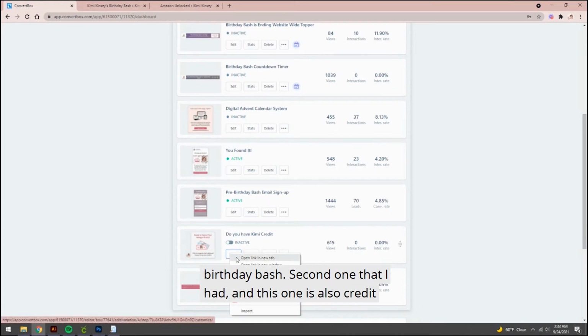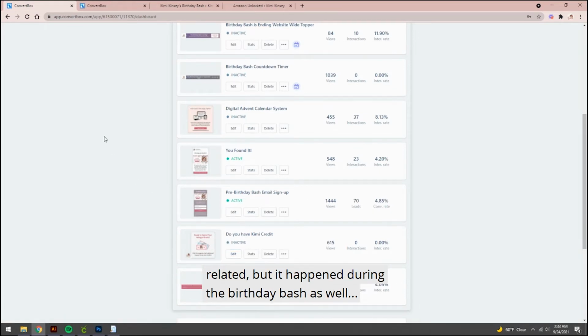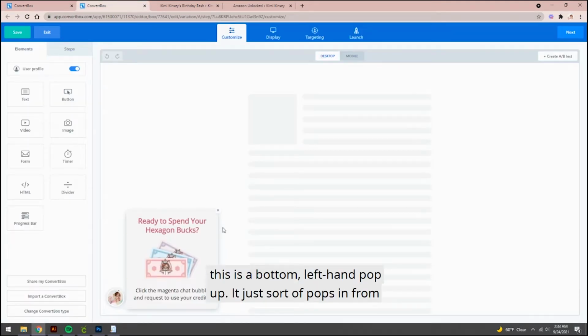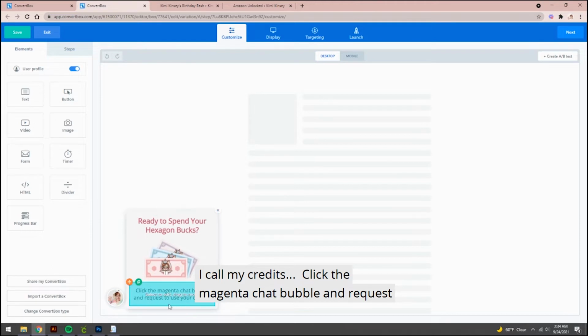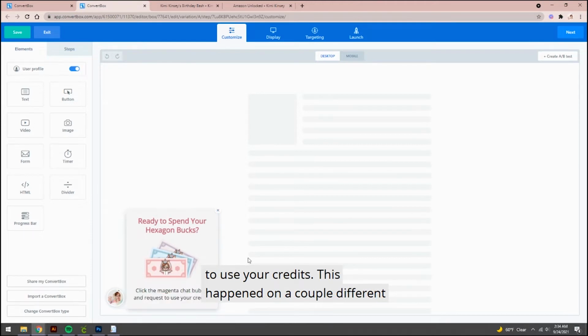Second one that I had, and this one is also credit related, but it happened during the birthday bash as well. This is a bottom left-hand pop-up. It just sort of pops in from the bottom left-hand side of the page. This is just a simple, hey, are you ready to spend your hexagon bucks? That's what I call my credits. Click the magenta chat bubble and request to use your credits.